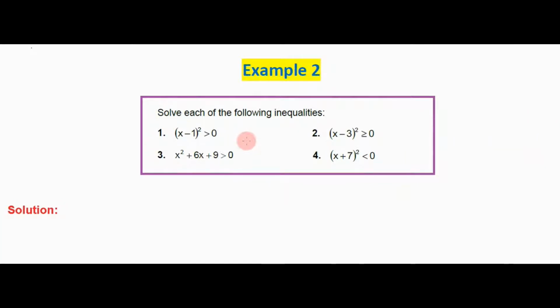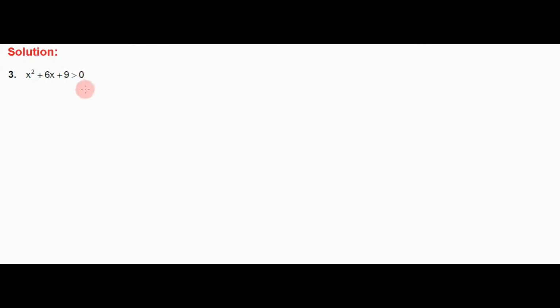Let's look at the third inequality. So here we have x squared plus 6x plus 9 is greater than 0. Now the left-hand side here is a trinomial that's a perfect square. Recall a perfect square is a trinomial in this form: a squared plus or minus twice ab plus b squared.